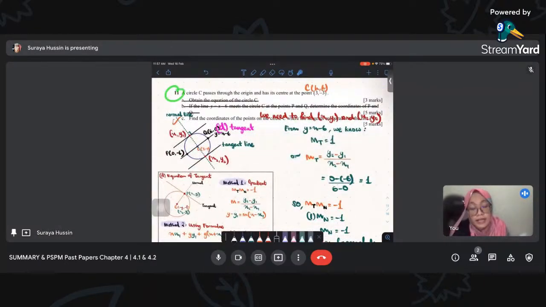Masih lagi soalan 11 tapi dia nak cari find the coordinates of the points. Apa ni? Find the coordinates of the points on the circle C where the tangent are parallel to the line PQ.